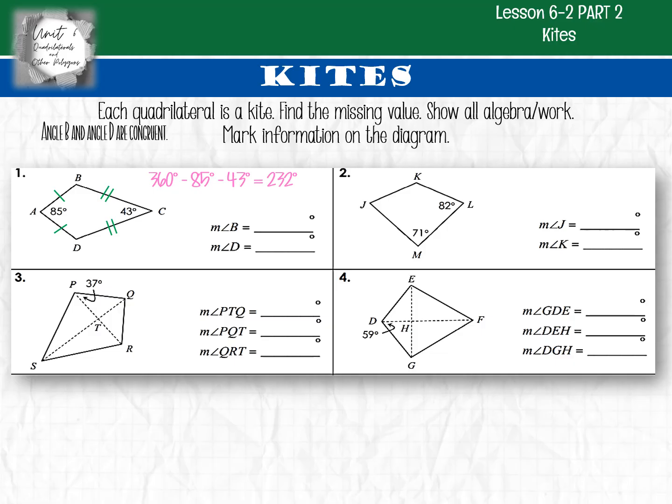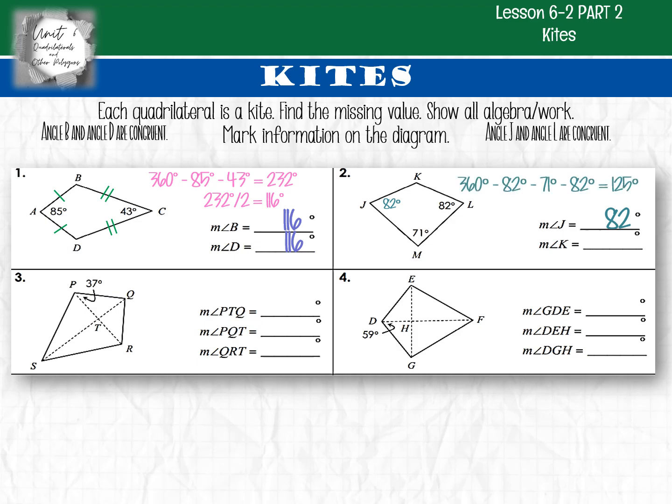Now, angle B and angle D are the two congruent angles in the kite. So we can take our 232 and divide by 2, and measure of angle B and measure of angle D is 116. In number 2, measure of angle J and measure of angle L are congruent, so that's 32. All the angles total 360. Get rid of the ones we know, and measure of angle K is 125.